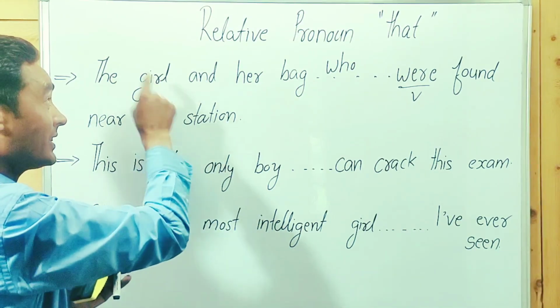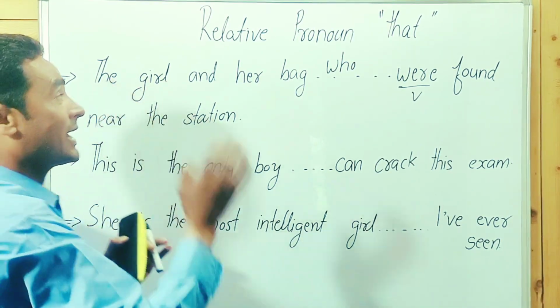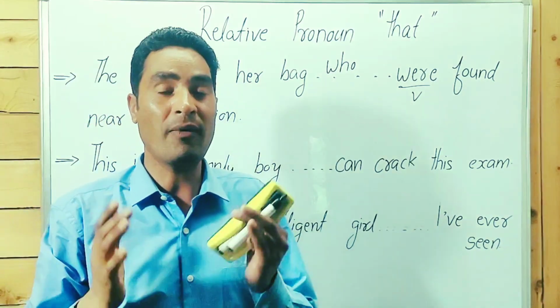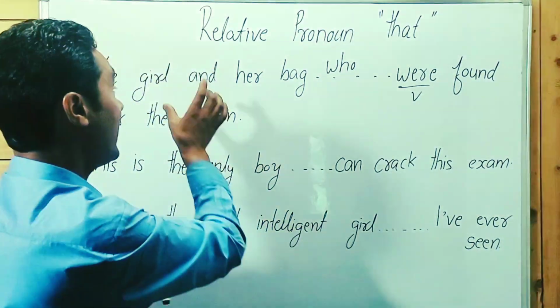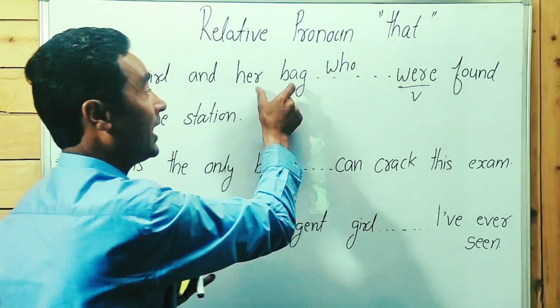The girl. Okay, this is an antecedent. The girl is an antecedent. Guys, point to be noted, I hope you know about antecedent. Okay, here are two antecedents. First, the girl, and second, her bag.